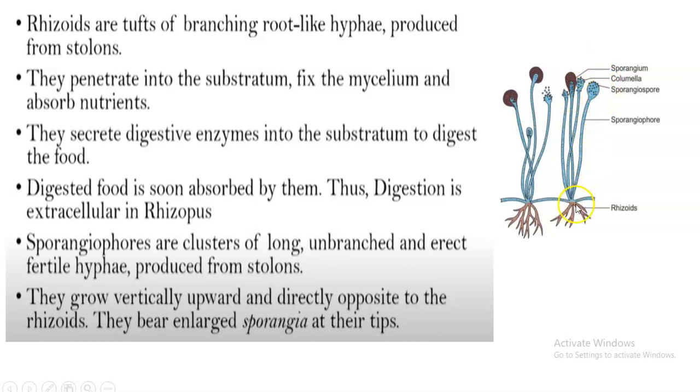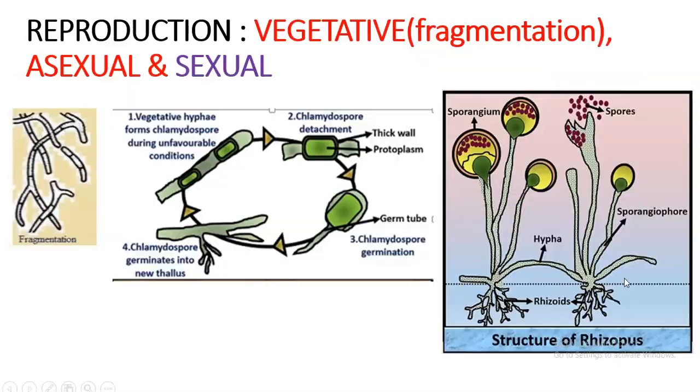You know that there are vegetative hyphae and fertile hyphae. Vegetative hyphae means stolons, which are prostrate hyphae, and rhizoids, which are root-like hyphae. These both, stolons and rhizoids, are vegetative hyphae, and this unbranched erect hyphae which is bearing sporangium is called fertile hyphae, that will be bearing sporangium at its tip during maturity. We will see how sporangium is formed. Let us move to reproduction.